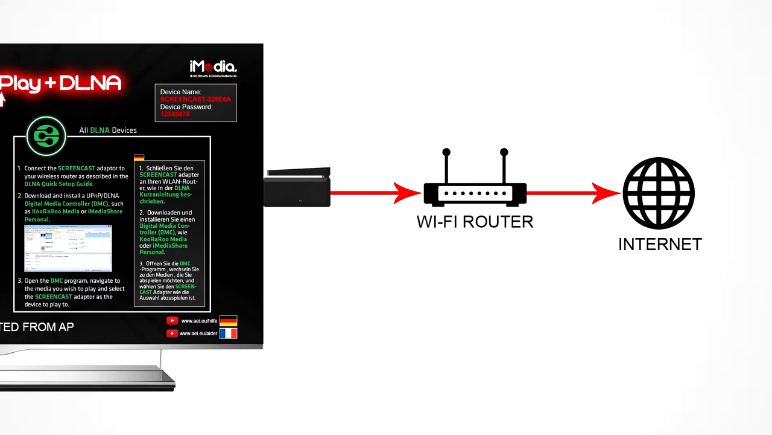Firstly, we need to form a network connection between the Screencast adapter and your wireless router. This step is for first time setup only and will not need to be repeated every time you use the Screencast adapter. So let's get started.